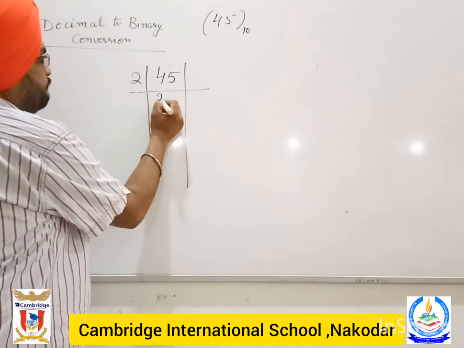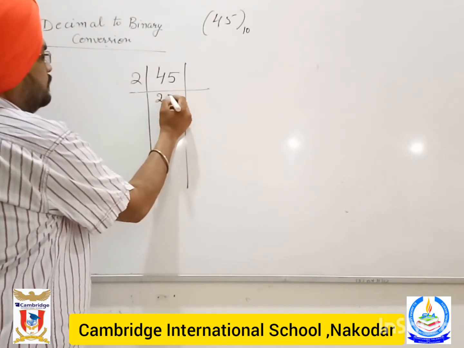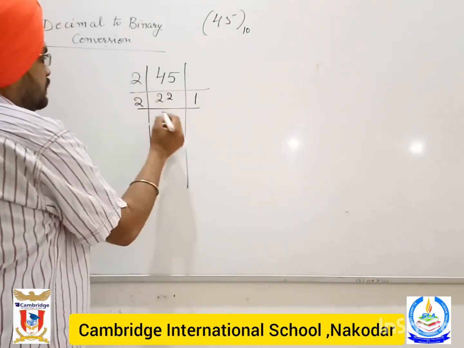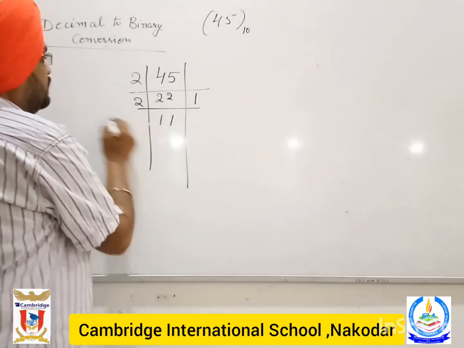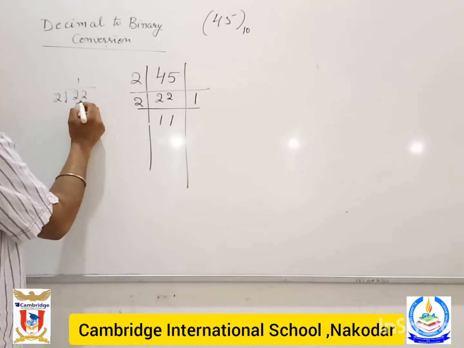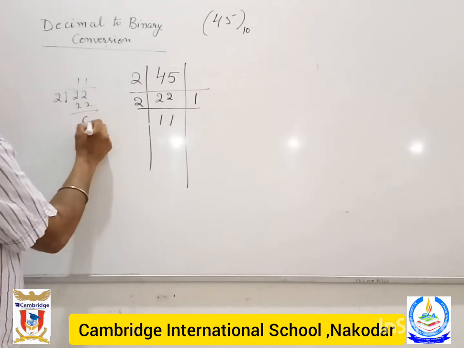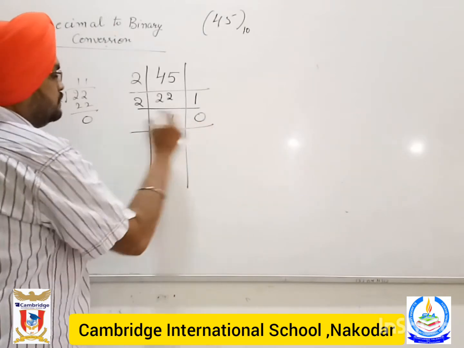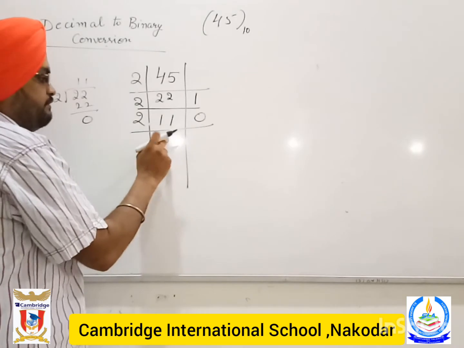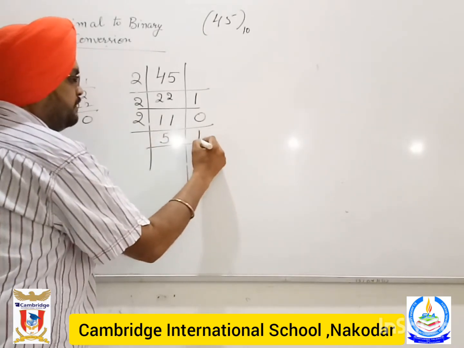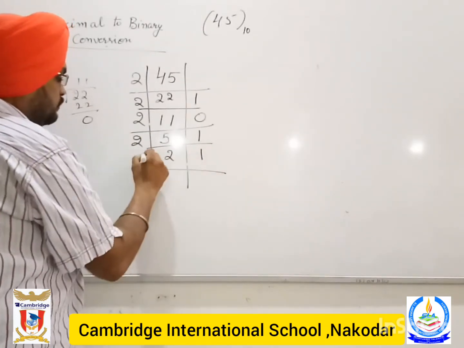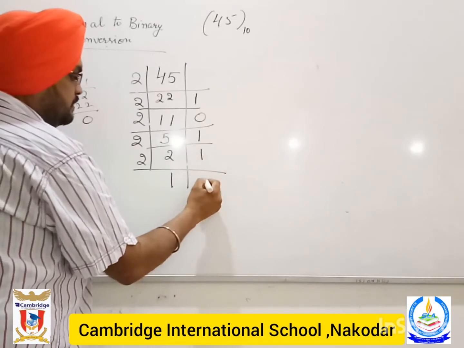So 2 2s are 4 and 2 2s are 4 again, and remainder comes 1. 2 11s are 22. You can also do it by dividing 22 by 2. 2 1s are 2, 2 1s are 2, remainder 0. So 2 5s are 10. Divide this 11 by 2. So we have 1 remainder. 2 2s are 4. Remainder 1. 2 1s are 2. Remainder 0.